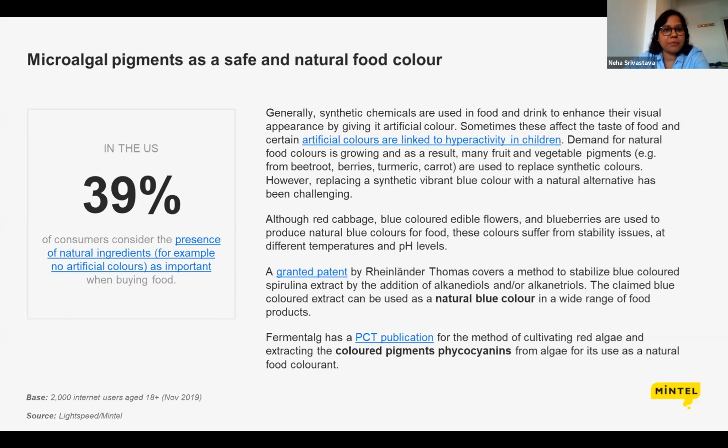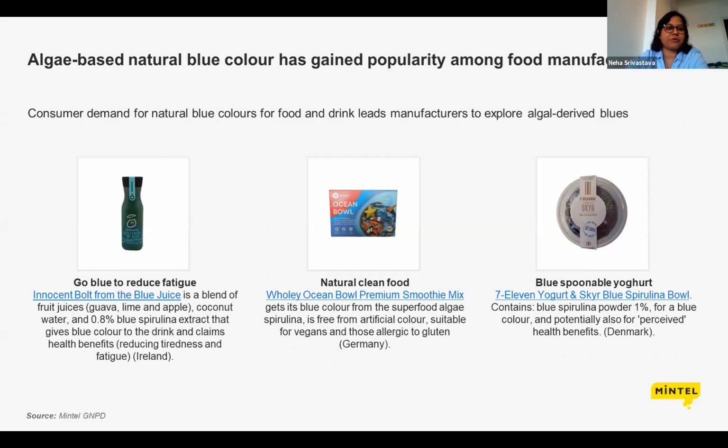There are some products already launched in the market. Innocent Blue has launched a juice in Ireland which contains blue color from spirulina. There is a smoothie mix launched in Germany which contains blue color from the superfood algae spirulina. And another blue twist is provided in a spoonable yogurt launched in Denmark, which also contains the blue color of spirulina.